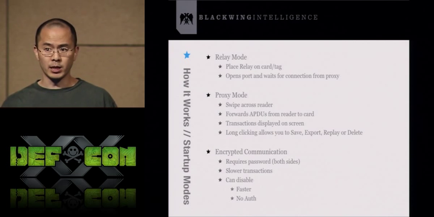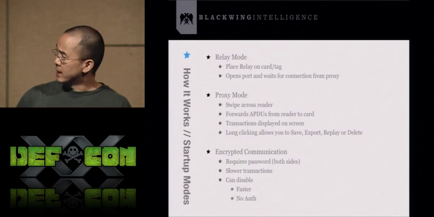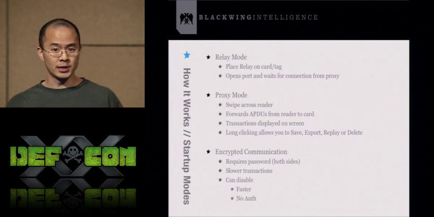I typically disable that because I run on a private encrypted Wi-Fi network. So if you disable encryption, it'll speed up the transaction, but you'll also lose authentication. So that phone that's running in relay mode, anyone can connect to it and query that credit card.